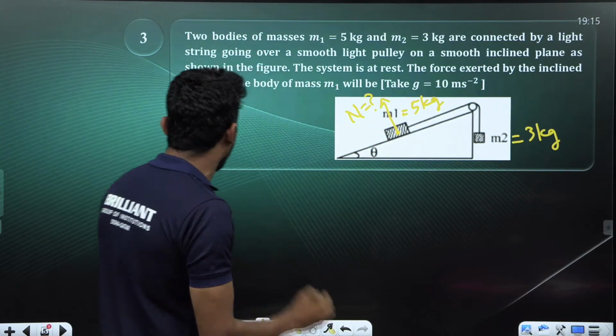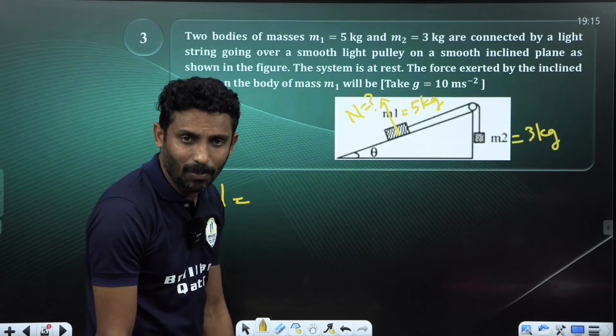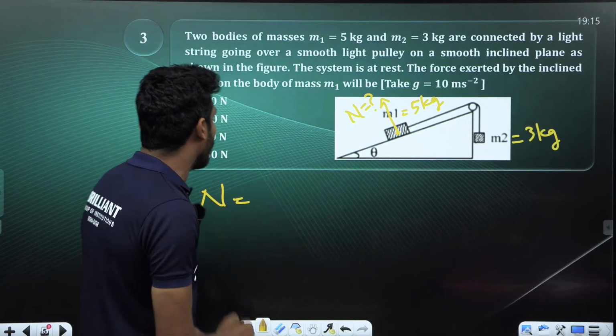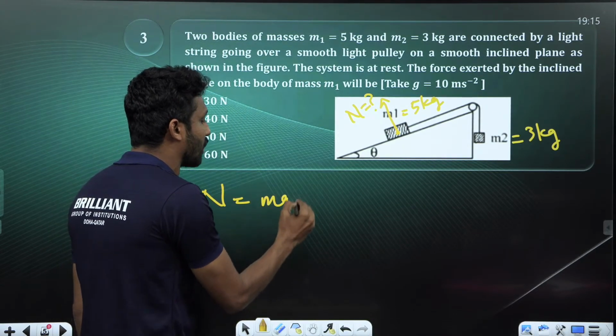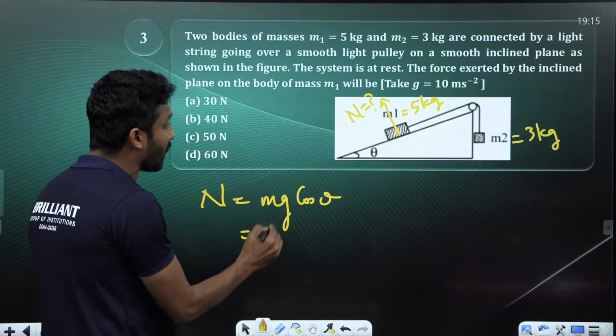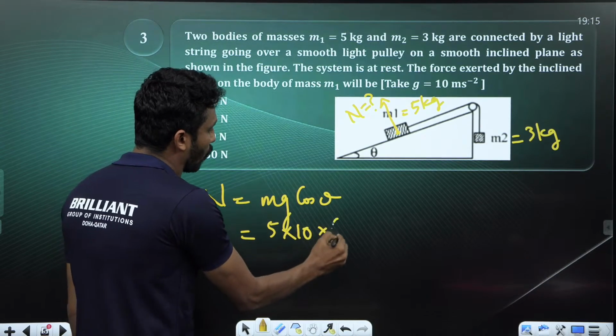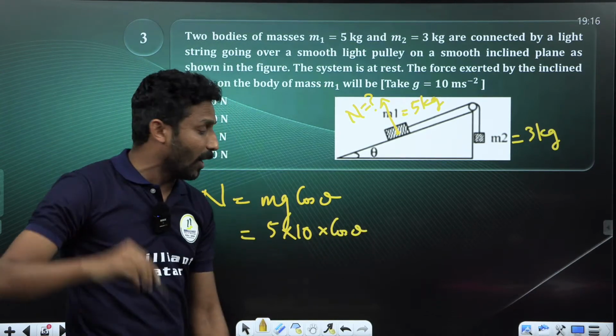We know that the normal reaction acting on a body placed on an inclined plane is N equal to what? N is equal to mg cos theta. Clear? The mass is given here, mass is equal to 5 kilogram, 5 into 10 into cos theta. So we need to get the value of cos theta.